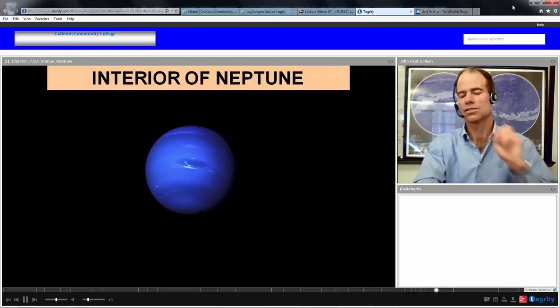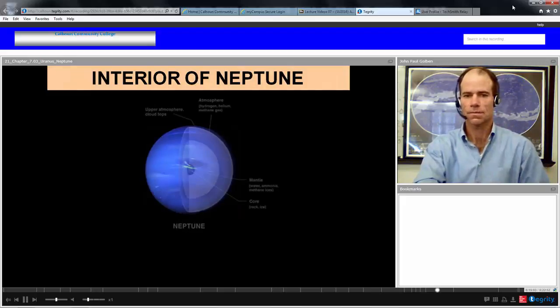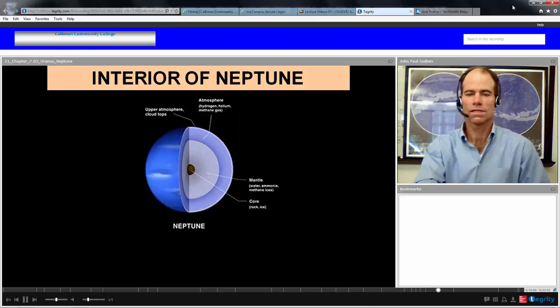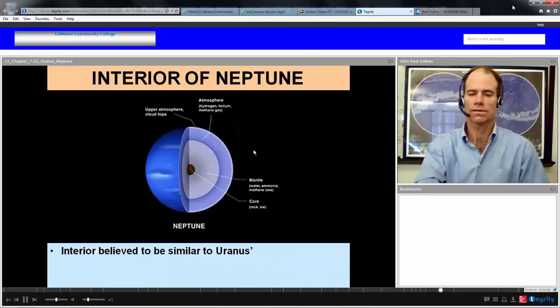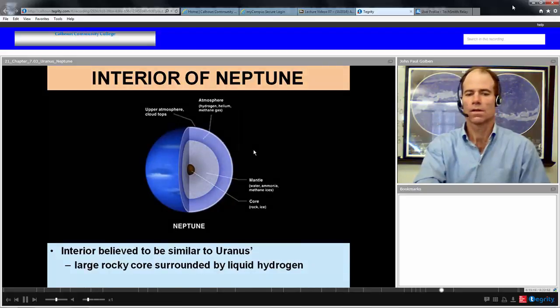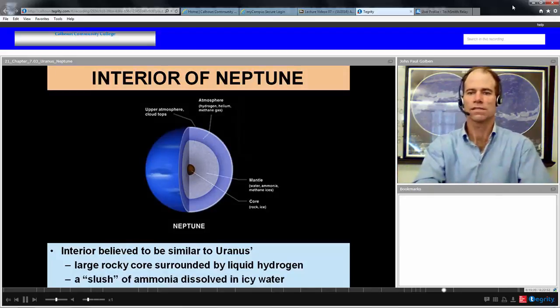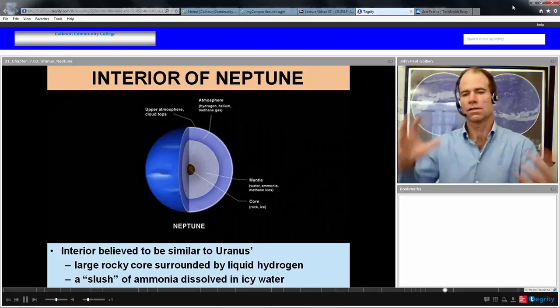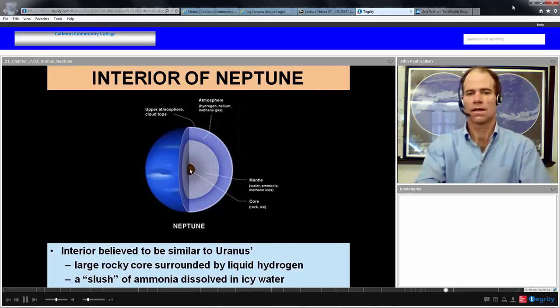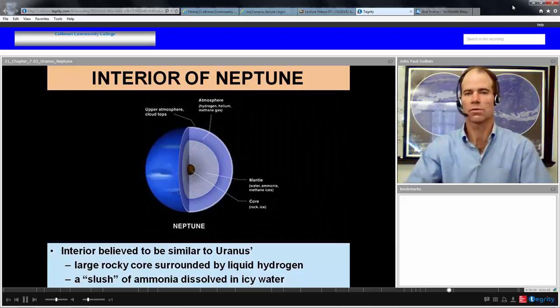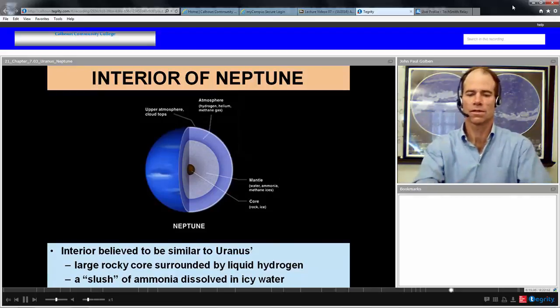If we were to look into the interior of Neptune, we would see something very similar to the interior of Uranus. Mainly a rocky core in the center, surrounded by liquid hydrogen, and then a mantle comprised of water and ammonia, a slush of water and ammonia, and then an atmosphere of mainly hydrogen and helium, 84% or so hydrogen, helium 14%. Very similar to the interior and atmosphere of Uranus.